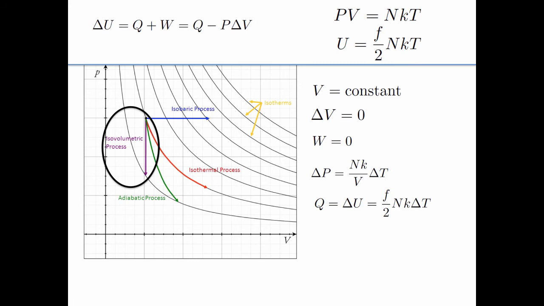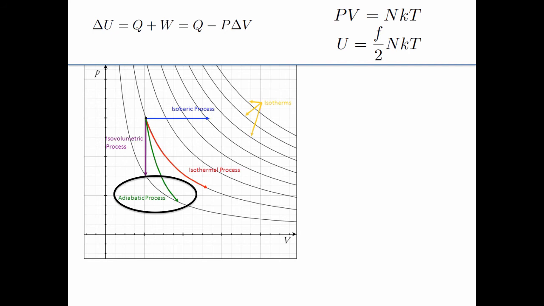Finally, let's consider an adiabatic process. Now, as you'll recall, an adiabatic process occurs when no heat flows into or out of the system. That means that you've taken your box of gas and you have insulated it completely. No heat can get in or out, and you do what you want to. You compress it, expand it, and so on. So if Q is 0, then from the first law of thermodynamics, the change in internal energy is equal to W, the work done.